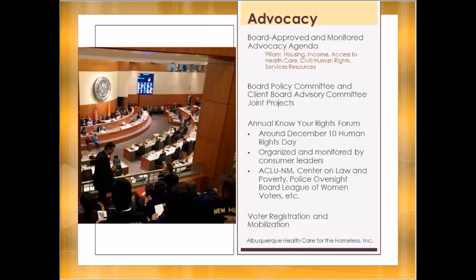And some of the pillars of that agenda are always, of course, housing, income, access to health care, and then we add civil and human rights underlying. And of course, services and resources, but just getting more services and resources is not our primary intent. It's really about ending homelessness. So if you look at what we understand as the structural model of why people experience homelessness, why some are more vulnerable to falling through the holes of the safety net, then housing, income, and access to health care are really primary. So we use that advocacy agenda.